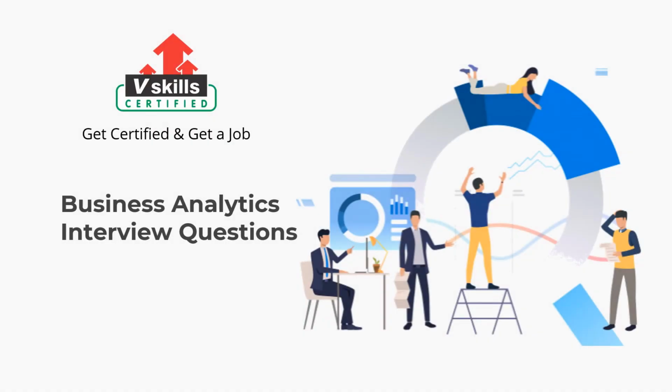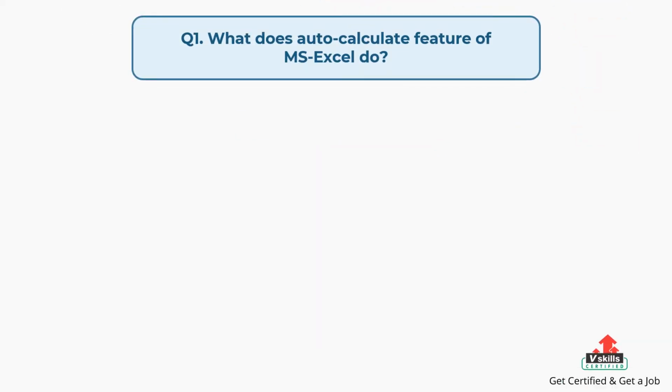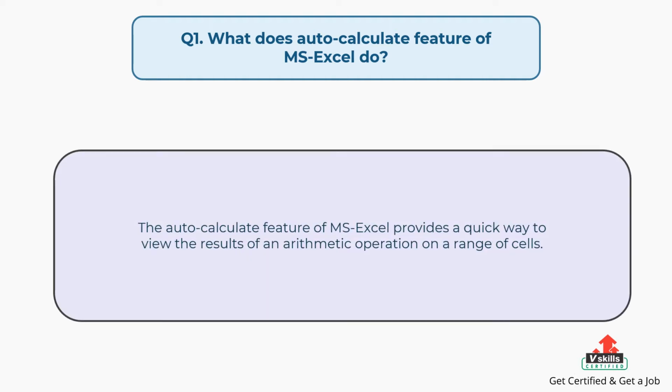In this video, you will learn about the top interview questions for business analytics. So let's get started. Question number 1. What does the auto-calculate feature of MS Excel do? The answer is, the auto-calculate feature of MS Excel provides a quick way to view the results of an arithmetic operation on a range of cells.